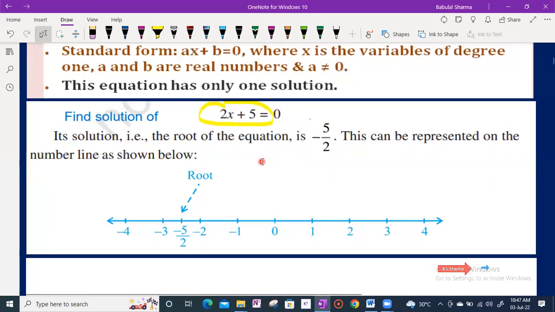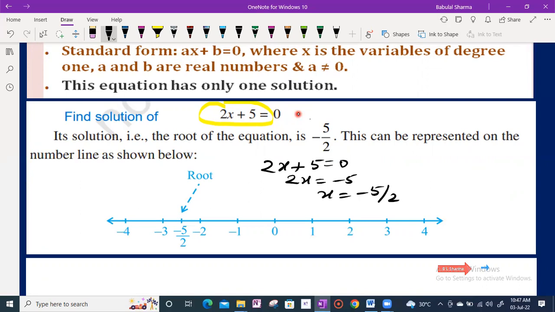We take an example here, from your NCERT book. The linear equation in one variable here is 2x plus 5 is equal to 0. So we can solve it. 2x plus 5 is equal to 0, so 2x is minus 5, so x is minus 5 by 2. On the number line, we can represent this number, minus 5 by 2.